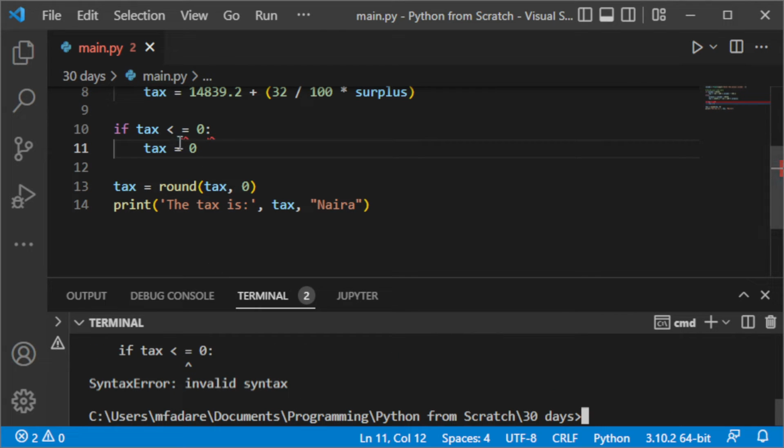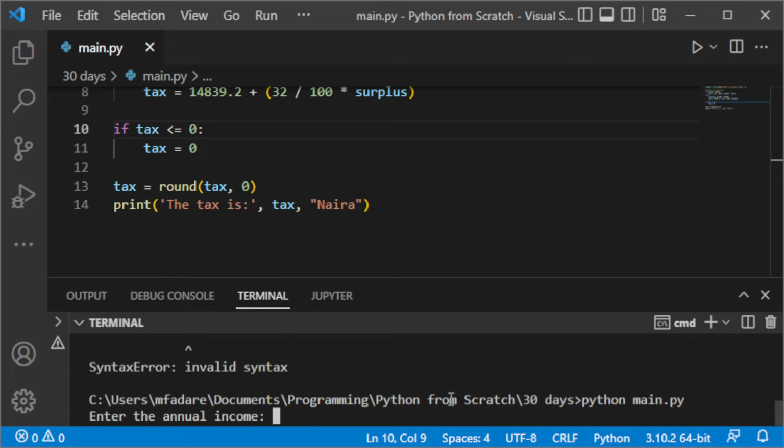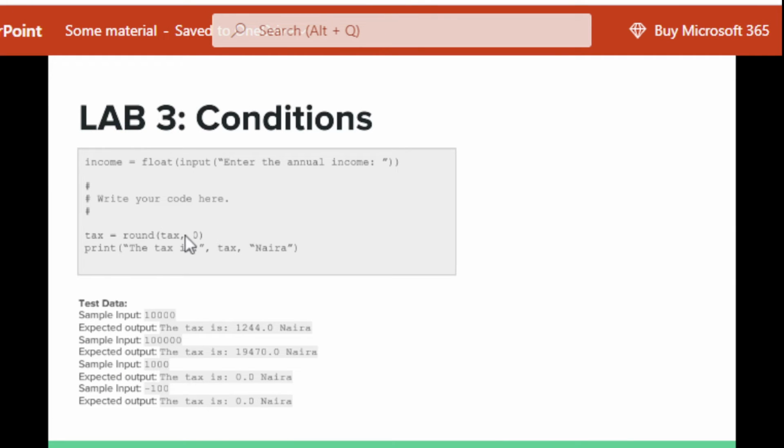okay, yeah, we got an error. There should be no space here. Less than or equal to. That's why it's saying invalid syntax and it's pointing here. So enter our annual income. So let us try the first test input. We should try with 10,000.